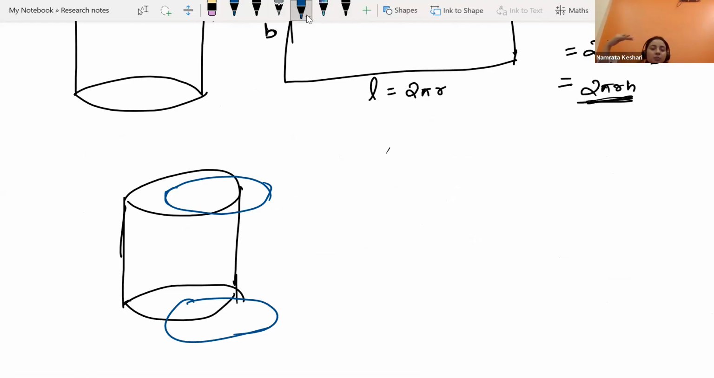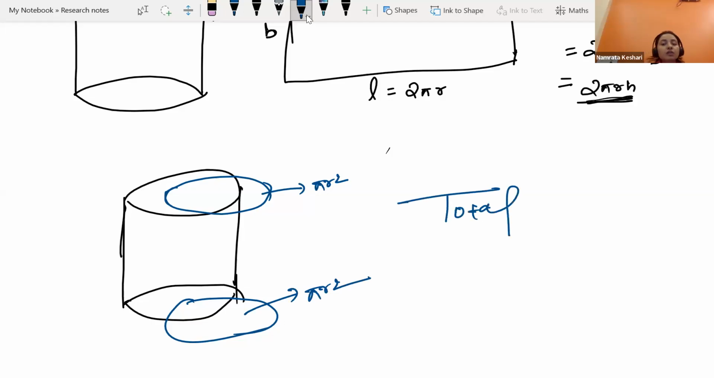Like how we open any jar or anything. So this area, that is pi r square, and this area, that is pi r square, this also we have to take into consideration when we are talking about the total surface area of the cylinder.